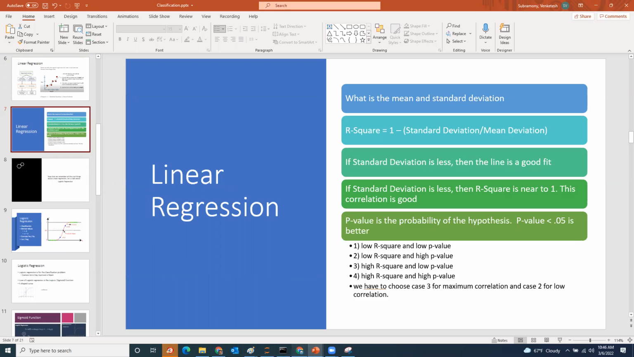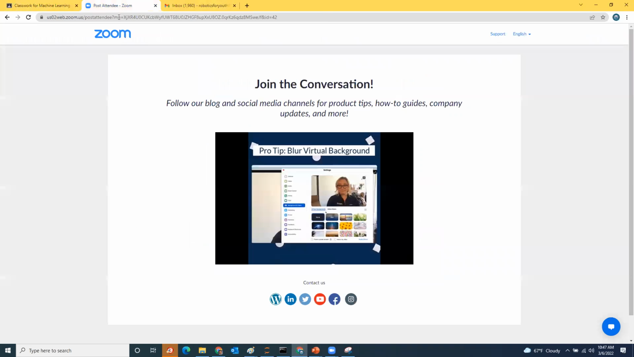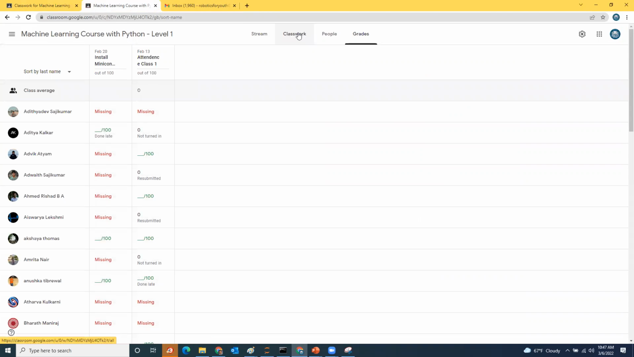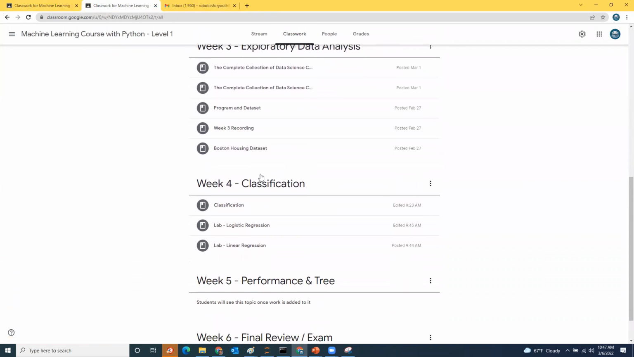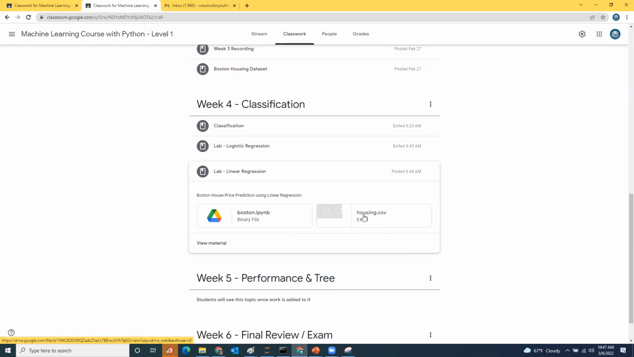I have uploaded this into our Google Classroom. Let me show you. Okay, so in the Google Classroom, I put that in the classification. There is a lab in linear regression. This is a program, and this is the housing data. This is a data set, and you can use it to start looking. And I encourage you to find another data set and then try to do the same prediction, exactly like the Boston pricing model we did. You can try yourself and start predicting it, right?